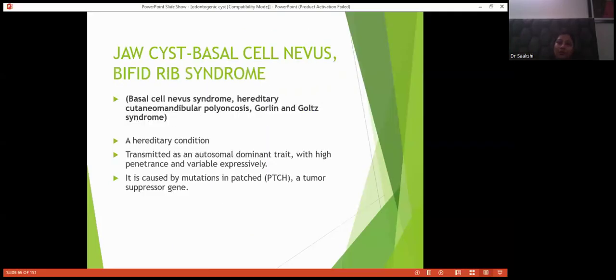Now coming on to the syndrome associated with OKC, it's a jaw cyst basal cell nevus syndrome or bifid rib syndrome. It is also called as hereditary cutaneomandibular polyposis or Gorlin-Goltz syndrome. Basically, it's a hereditary condition. It is transmitted as an autosomal dominant trait with high penetrance and variable expressivity. It is caused by the mutations in the PATCHED gene, that is PTCH, a tumor suppressor gene. Now, because of this tumor suppressor gene, we reclassify it as a KCOT.